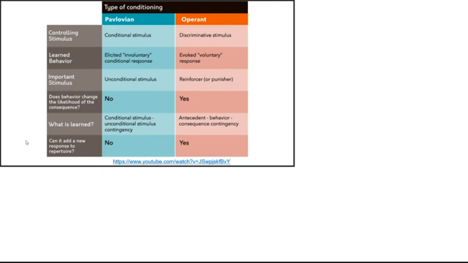When we talk about what we've learned in each of these processes, classical conditioning is that link between our conditioned and our unconditioned stimuli. So we learn that association between two different stimuli.